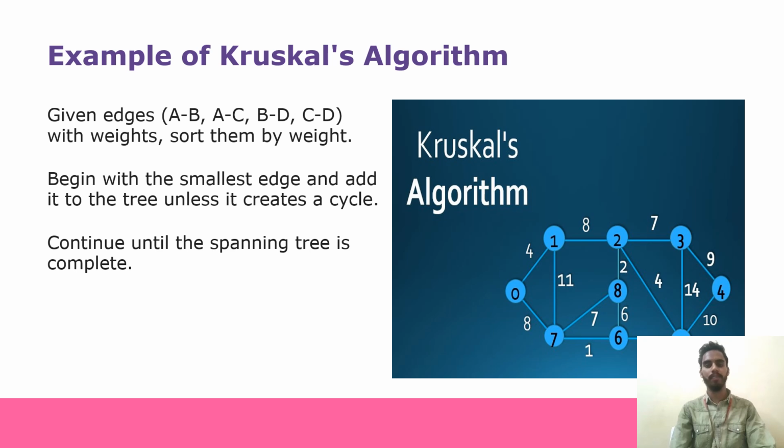Example of Kruskal's algorithm. Given edges A to B, A to C, B to D, C to D, with weights, sort them by weight. Begin with the smallest edge and add it to the tree unless it creates a cycle. Continue until the spanning tree is complete. Here we can see the spanning tree.